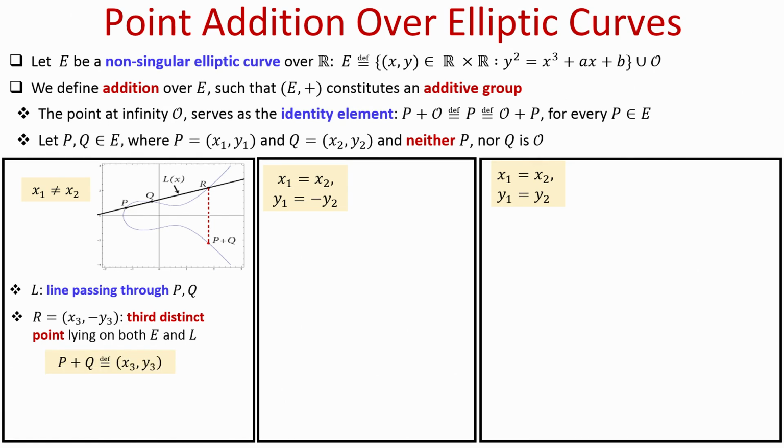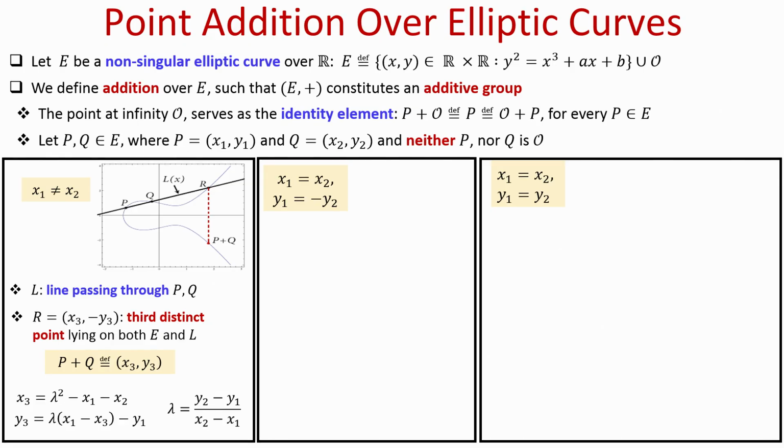Now, what we do here is we just reflect the point R along the x axis. If we reflect the point R along the x axis, the x coordinate is going to remain the same, but the sign of the y coordinate will get changed. If it was minus y3, it will become plus y3, whereas if it was plus, then it becomes minus. And the result of the addition of P and Q is defined to be that reflected point. So, that is the way we define the plus operation on points P and Q, where neither P nor Q is the point at infinity and x1 is not equal to x2.